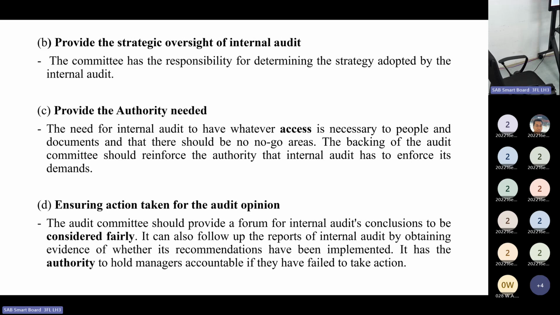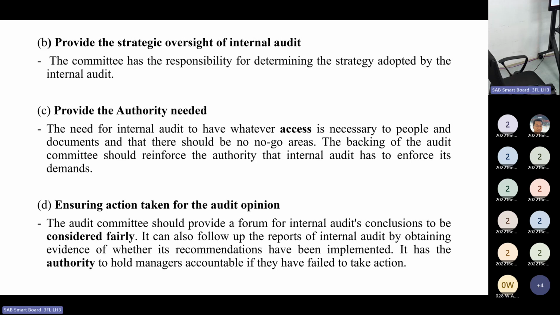The need for internal audit to have whatever access is necessary to people and documents, and that there should be no no-go areas, with full access given. This authority is coming from the audit committee. The backing of the audit committee should reinforce the authority that internal audit has to enforce its demands. So whatever they want to demand from others, they can enforce it through the audit committee. That is what it says.